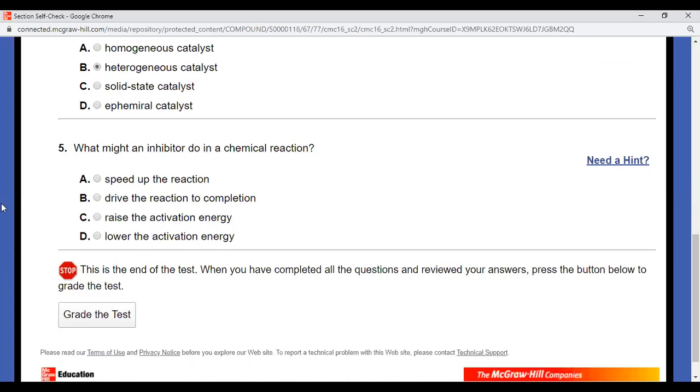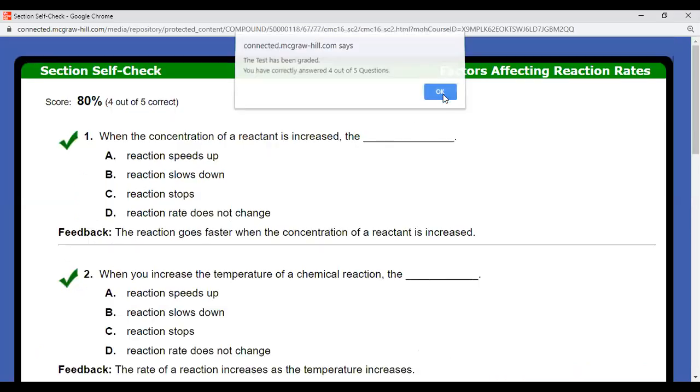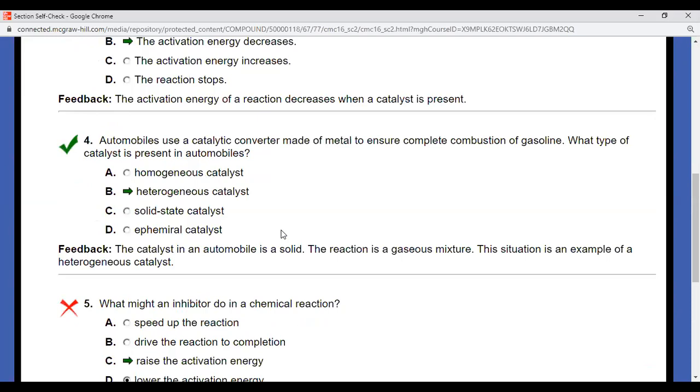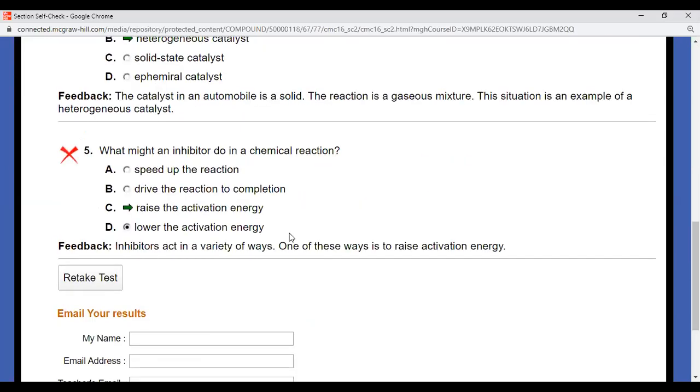Number 5. What might an inhibitor do in a chemical reaction? Speed up the reaction, drive a reaction to completion, raise the activation energy, or lower the activation energy? It slows down the reaction. Can you grade this test now? First one, second, third, fourth, but fifth, no. It raises the activation energy. An inhibitor will raise the activation energy.